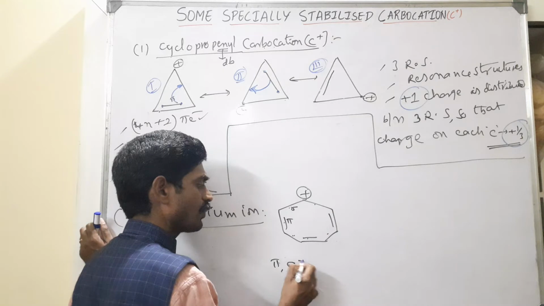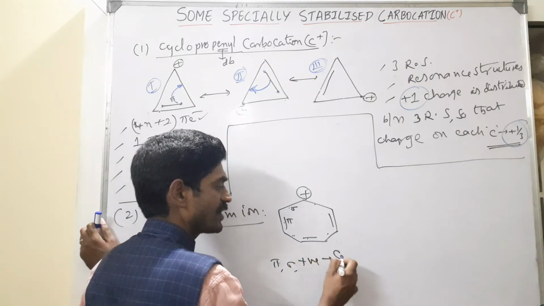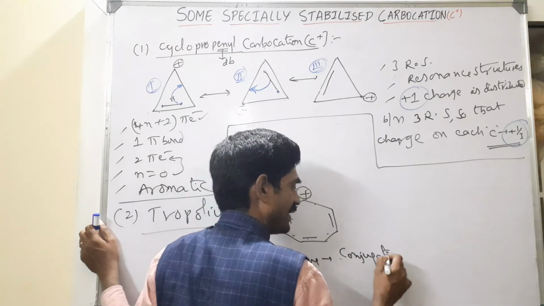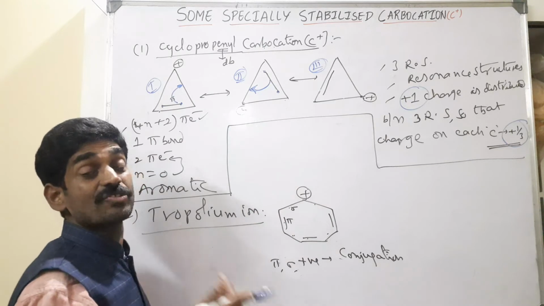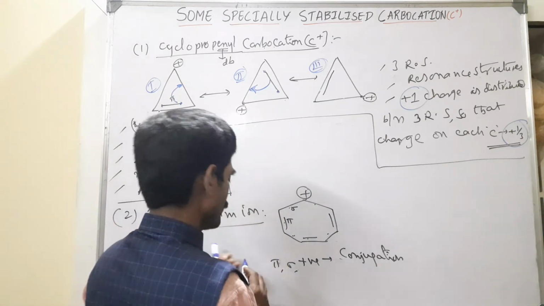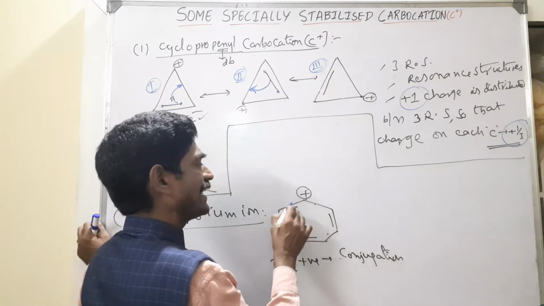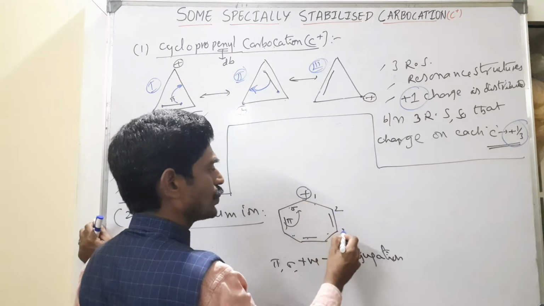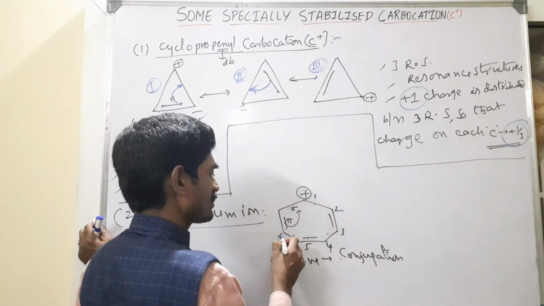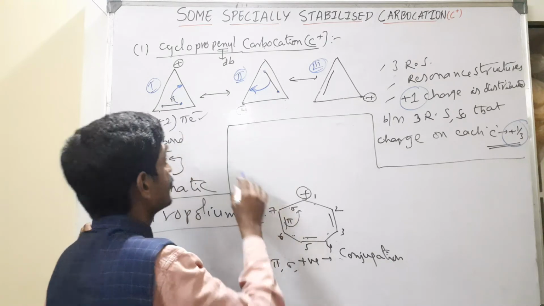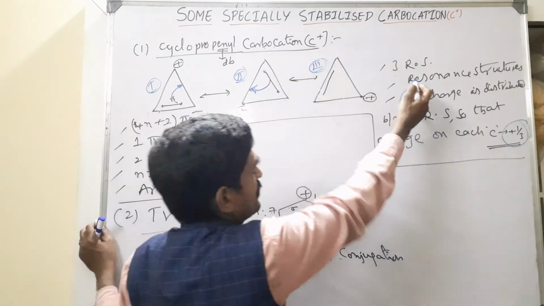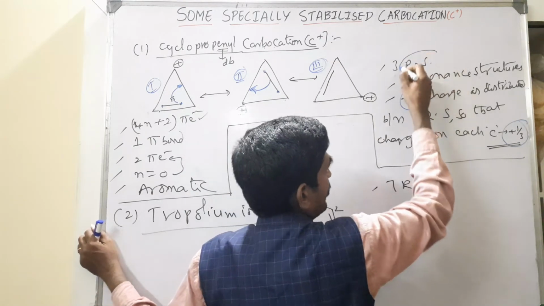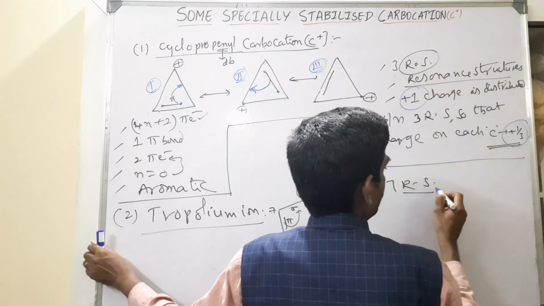Wherever pi bond, sigma bond, positive charge is there, that is called conjugation. In the entire organic chemistry, wherever conjugation is there, resonance takes place. Now these pi electrons are delocalized that can stabilize this carbocation. Here how many carbons are there? 1, 2, 3, 4, 5, 6, 7. In the previous case there were 3 carbons, so you get 3 resonance structures. Here 7 carbons are there, so you get 7 resonance structures.